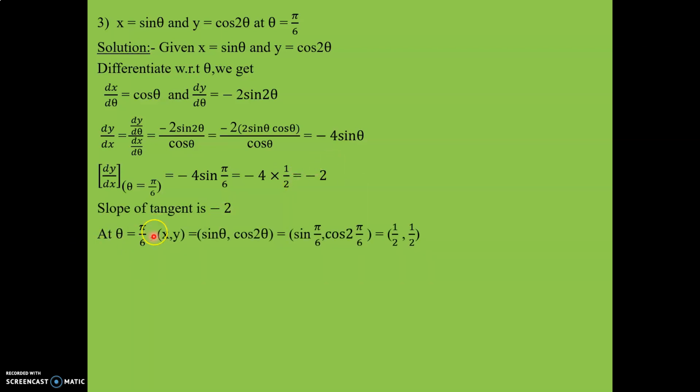So at pi by 6 we don't have the point in this question. But x and y are given properly.